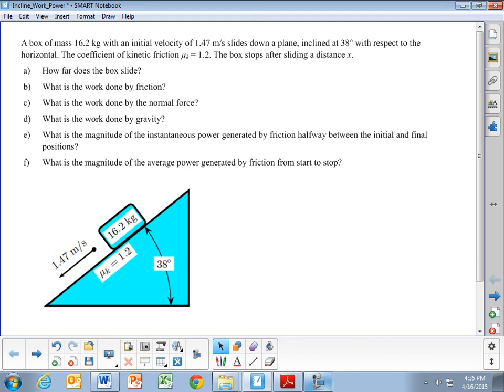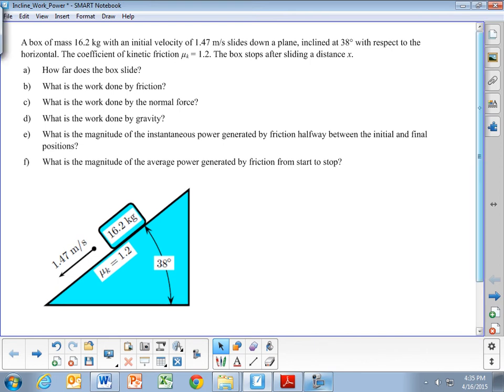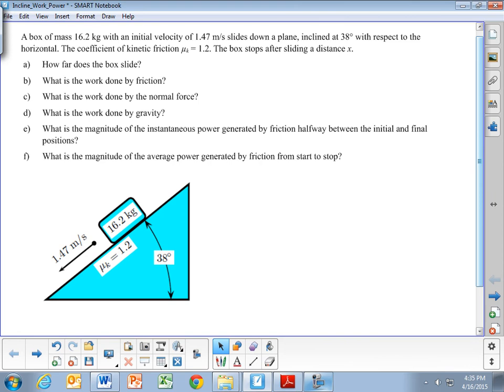So, to go through and do this problem, the first thing that we're asked to do is find how far the box slides. And probably the easiest way to do this, because all of the forces are constant, is to go through and calculate the acceleration, use kinematics, and calculate this distance. This is also going to be helpful because to be able to find the instantaneous power and the average power later on, we're going to need that acceleration to be able to find some other quantities.